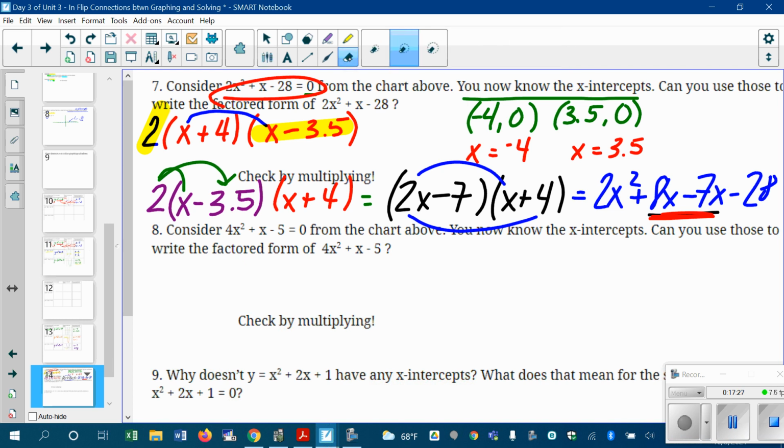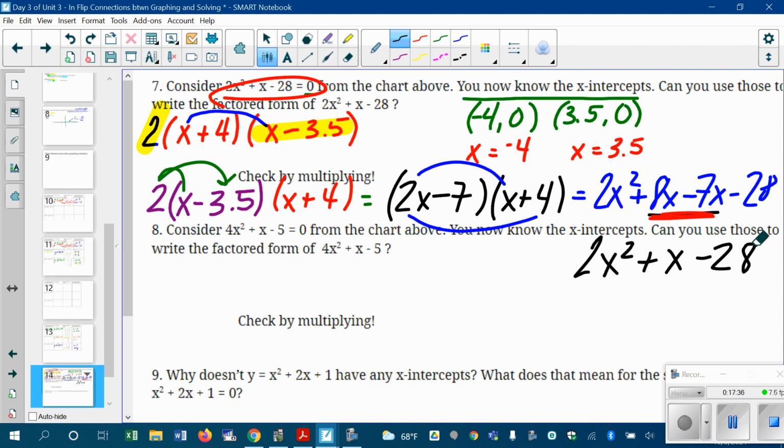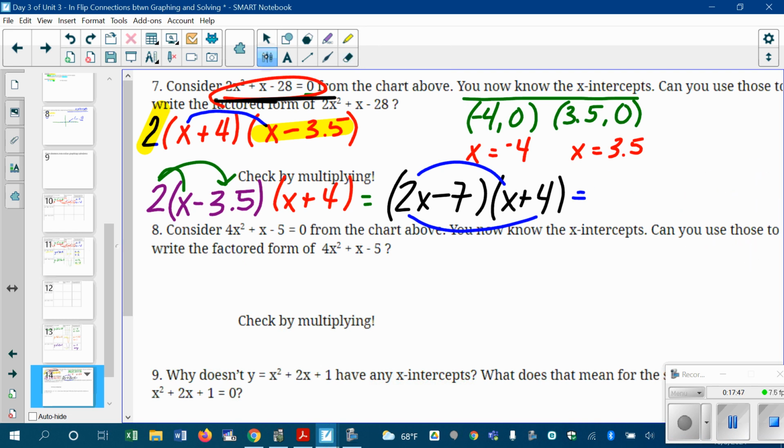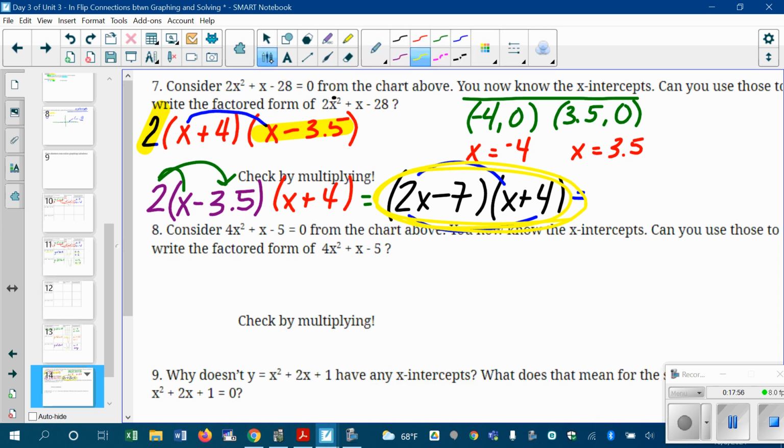Okay, I'm running out of space. That's my struggle right now. Okay, so I'm going to borrow from down here and then take it back later. So I'd have 2x squared plus 1x minus 28. And that's what I had. So my factored form is something I can figure out if I understand x-intercepts very well, right? So this is my factored form of this equation, okay?